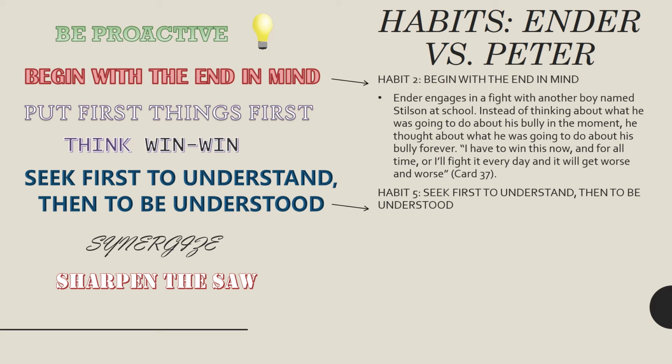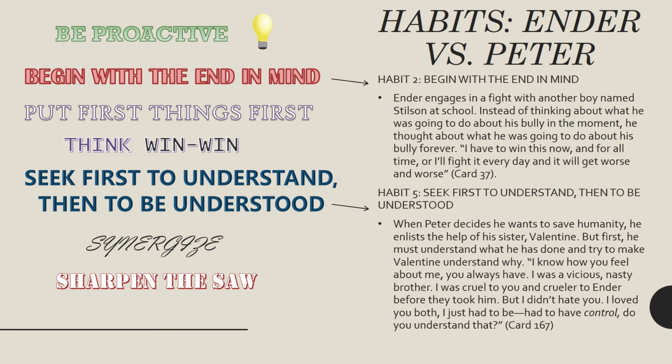Peter shows seek first to understand, then to be understood. When he decides that he wants to save humanity, he enlists the help of his sister Valentine, but first he must understand what he has done and try to make Valentine understand why.